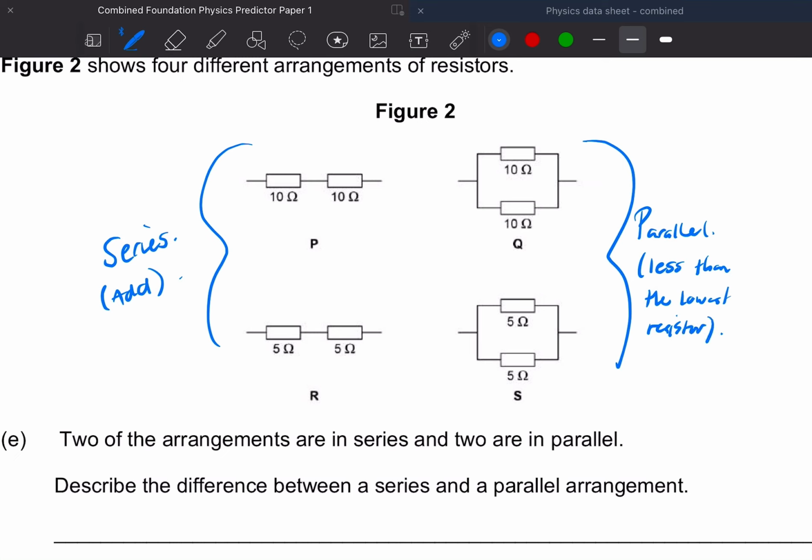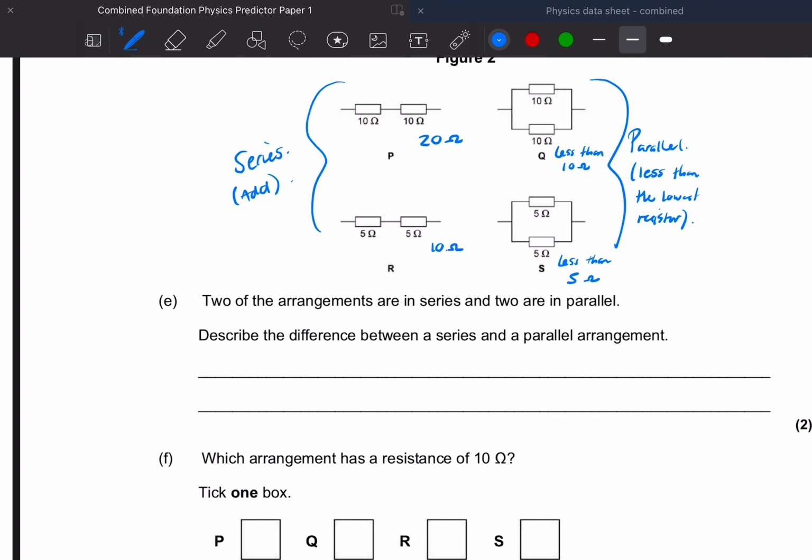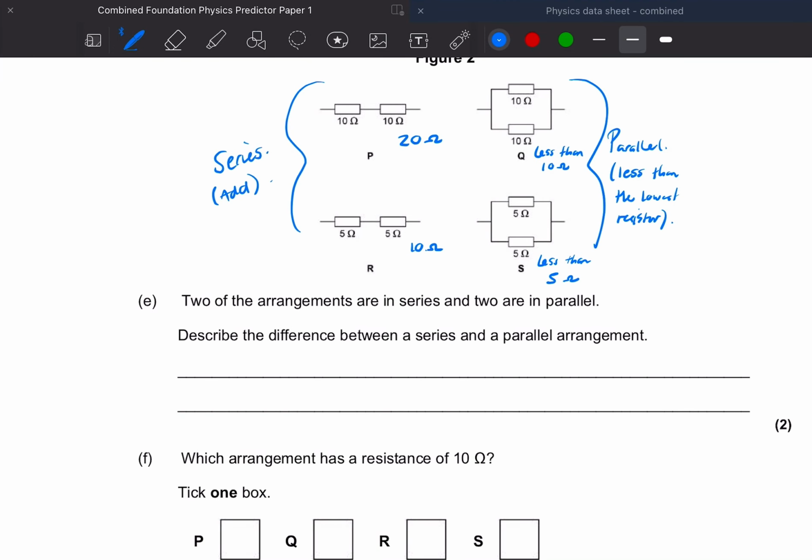Okay, so we could work these out. So 10 plus 10 is 20 ohms for that one. 5 plus 5 is 10 ohms. This one, the lowest resistor is 10, so this would be less than. That symbol there means less than. I can just write it, so less than 10 ohms, and this one here is less than 5 ohms, because that's the lowest resistor. So two of the arrangements are in series and two in parallel. Describe the difference between series and parallel.